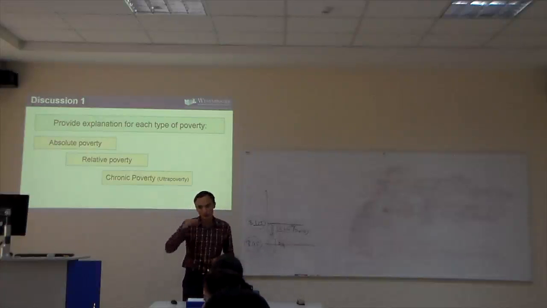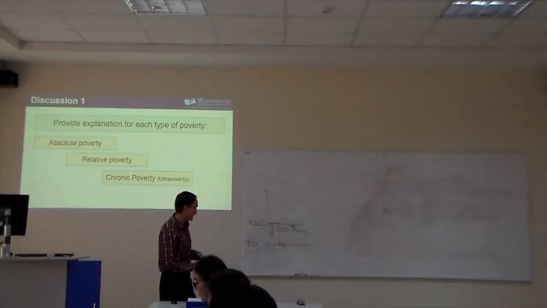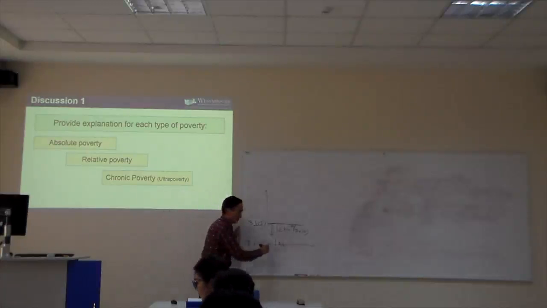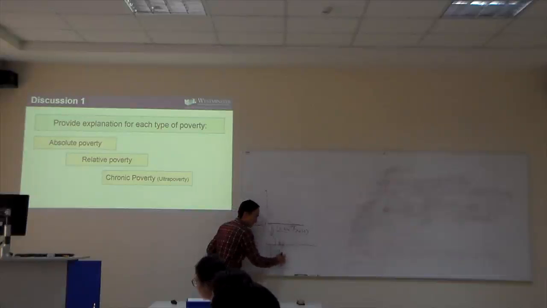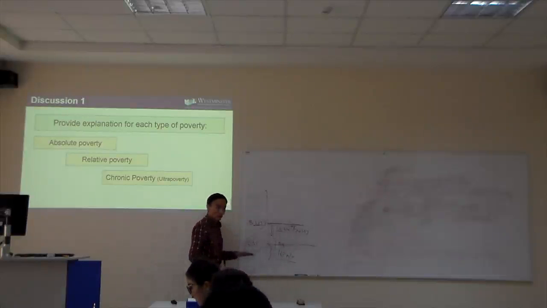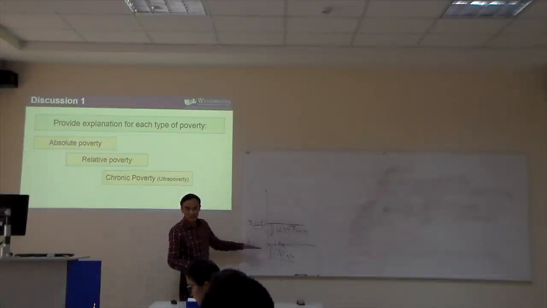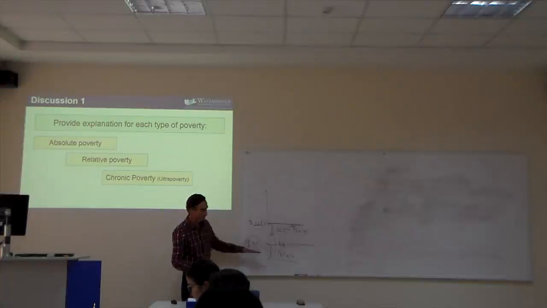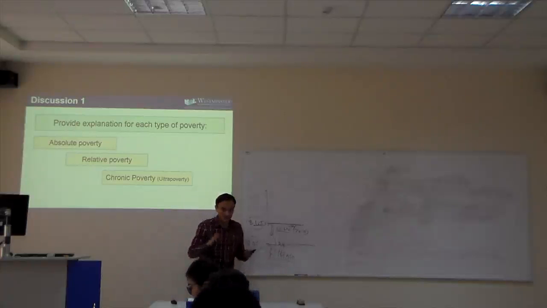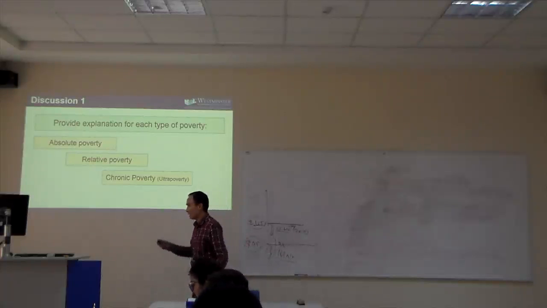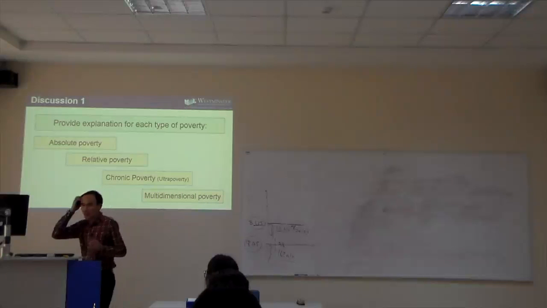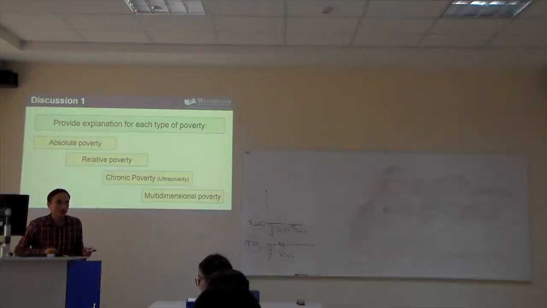Okay? Good. And the number, do you remember? Around the world, 162 million people were living in a chronically poor situation. Okay? So many people. Desperately, so bad. Good. And we have another one, multidimensional poverty. What was it?